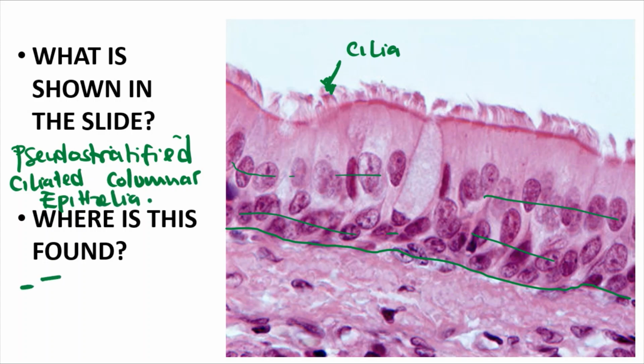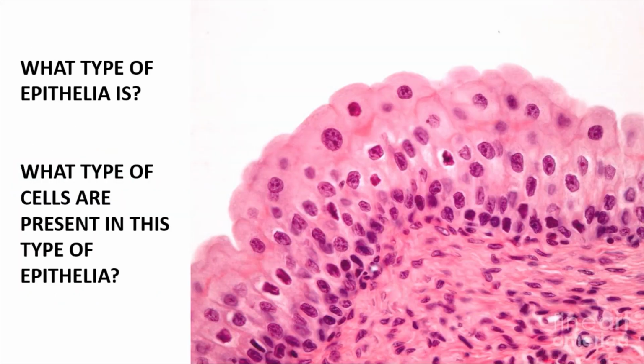Where is this found? It's found mostly in the respiratory tract, so it's found in the trachea. You can also find a similar epithelium in the epididymis, but the epididymis doesn't have cilia, it has stereocilia.